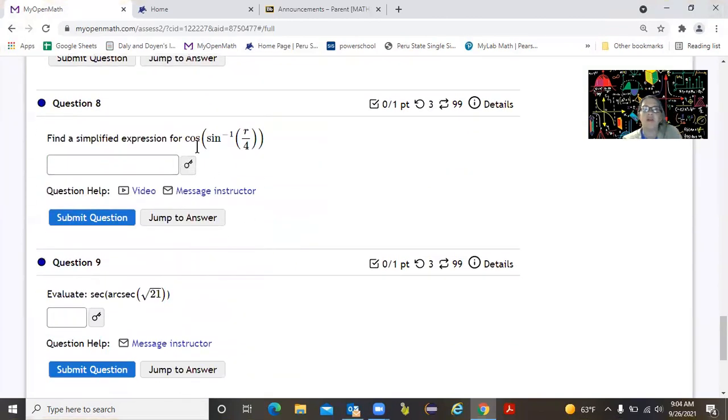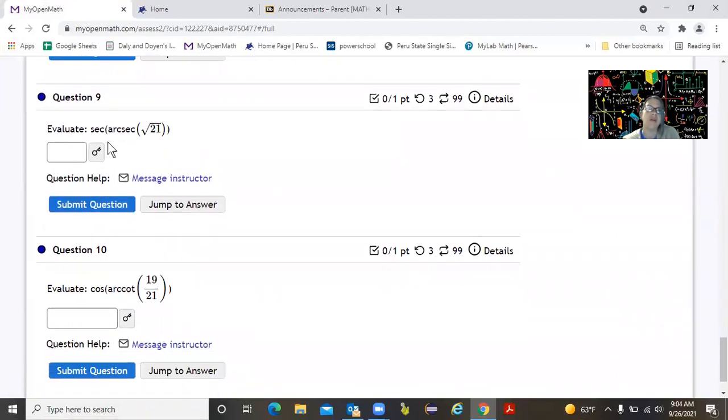Okay. So this one you're going to do very similar to that. It just happens to have an R in it instead. But you'll do the same exact thing. So set up your triangle. Sine is the ratio of opposite to hypotenuse. So you know that the opposite is an R. The hypotenuse is a 4. So just use the Pythagorean theorem to find that adjacent side and put it in there. It will have an R in your answer.